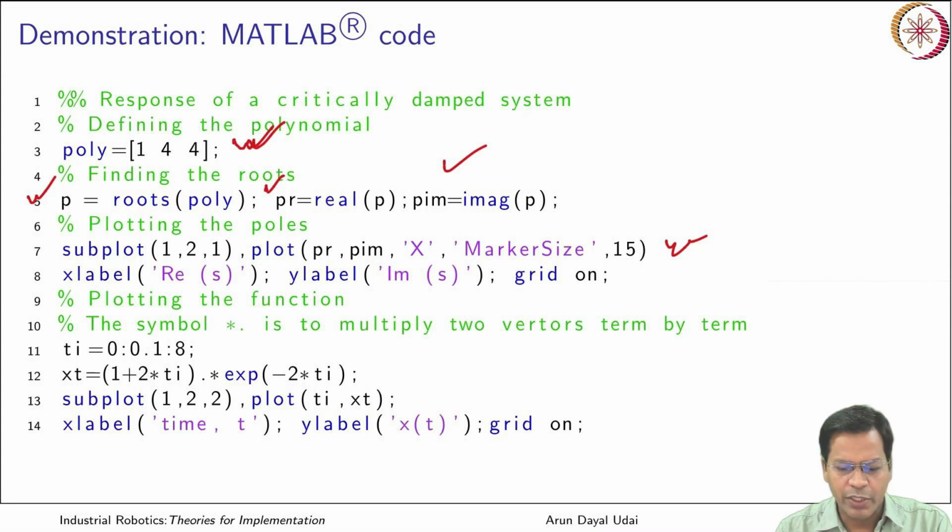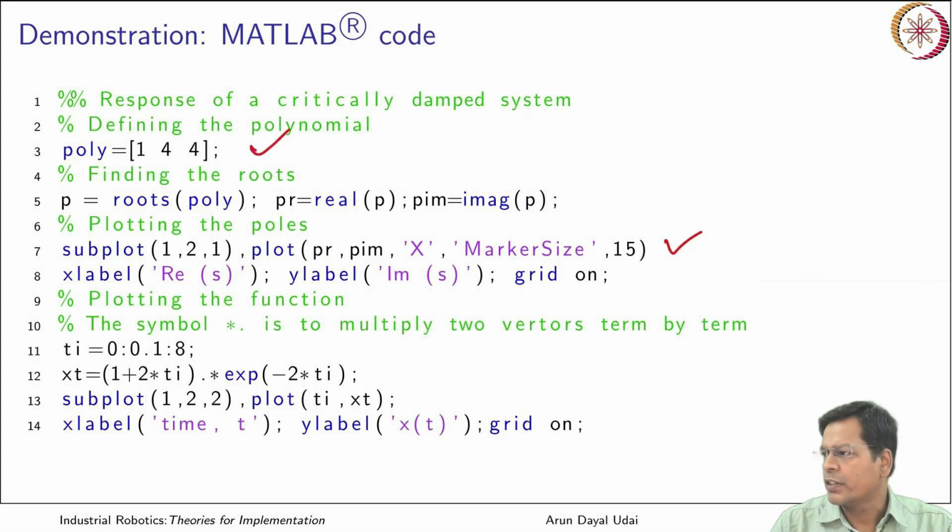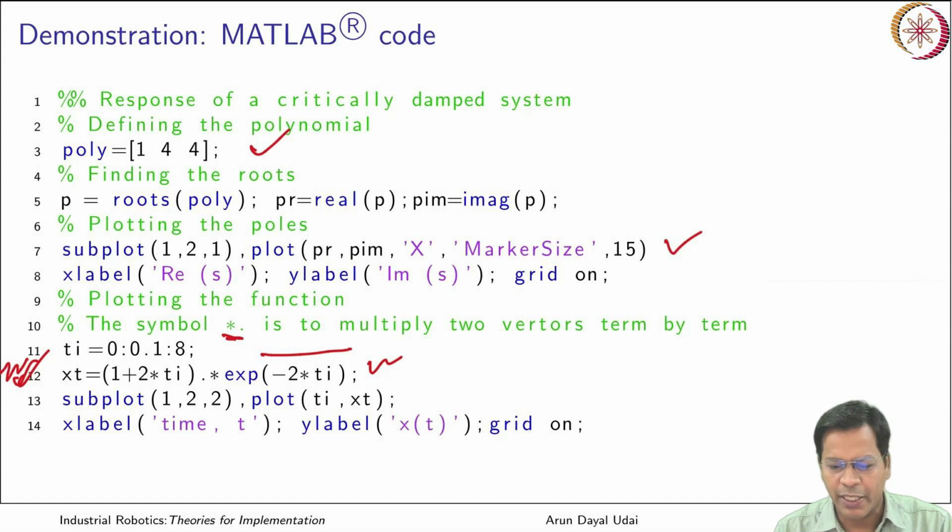And this time I am varying my time exactly like this. Okay, so your time goes from 0 to this. So yes, you see you have xt which is defined here. It is 1 plus 2t, and you have the exponential variation that is defined here. So your xt is defined like this. The symbol star dot is used to multiply the two vectors term by term. Okay, so that is the way to program it in MATLAB.